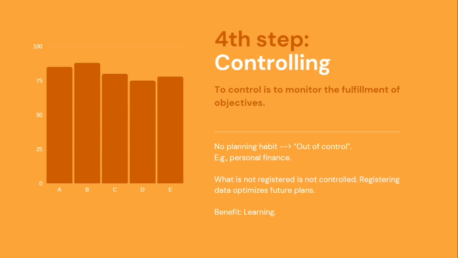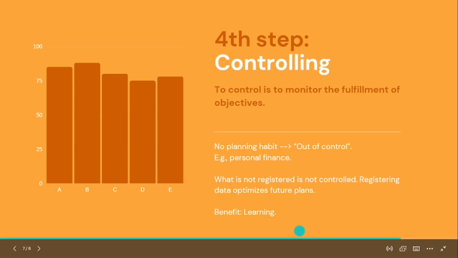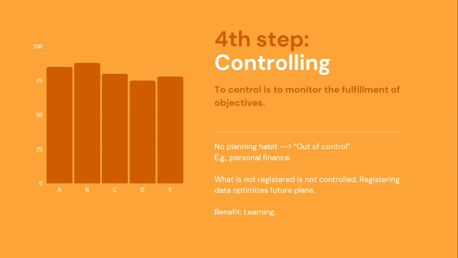And the great benefit of this fourth step, controlling, is learning. This is the step for you to correct problems, for you to check out what is being done in the wrong way. This is the time for you to identify improvement opportunities. So guys, if you master these four principles, you can manage anything. You can put them into practice.